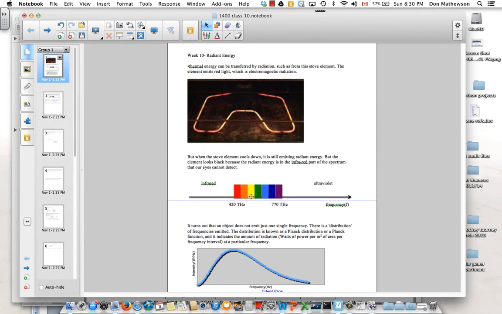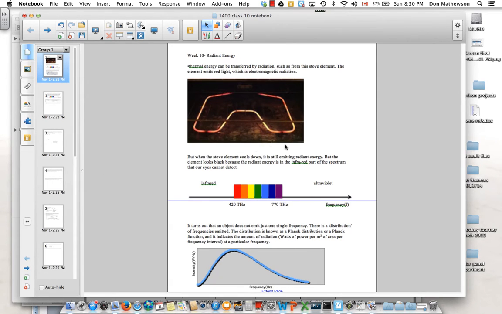The visible spectrum runs in frequency terms from about 420 trillion hertz up to about 770 trillion hertz. Many objects at room temperature are emitting in the infrared part of the spectrum that our eyes do not detect. Objects don't actually emit one frequency, so this stove element glowing red is not just emitting around 420 terahertz. There's a range of frequencies it'll be emitting over. The most common frequency may very well be 420 terahertz, but there will be some shorter wavelength infrared, and some longer wavelength ultraviolet there as well.